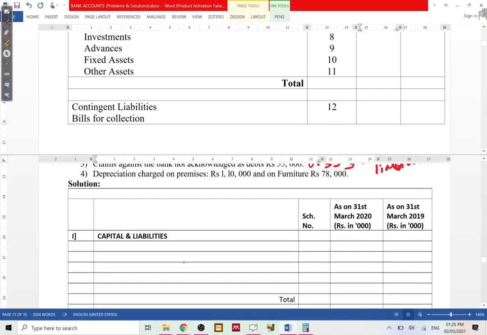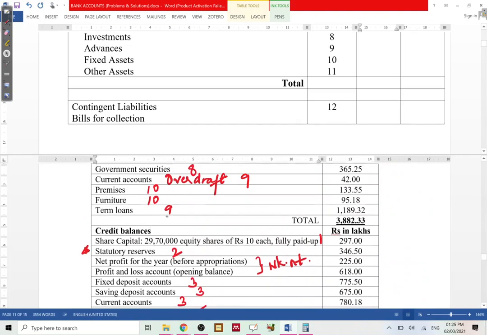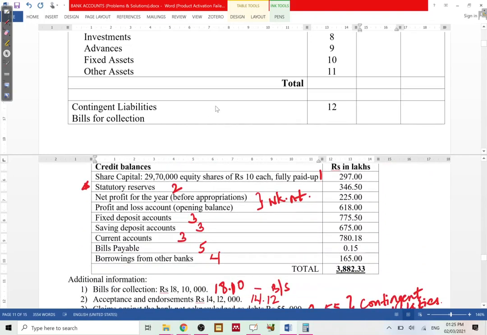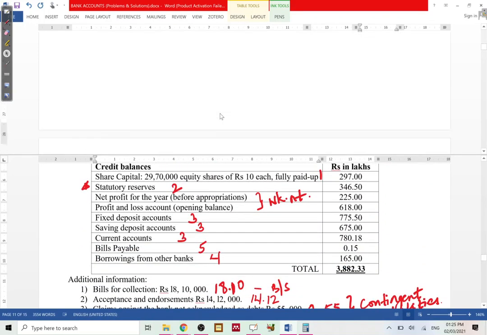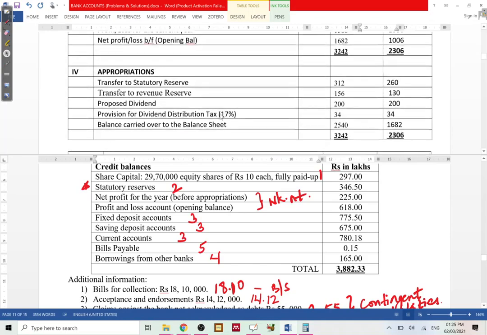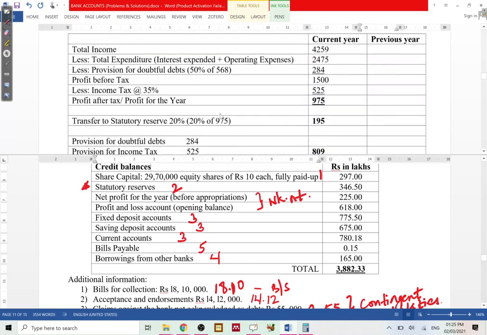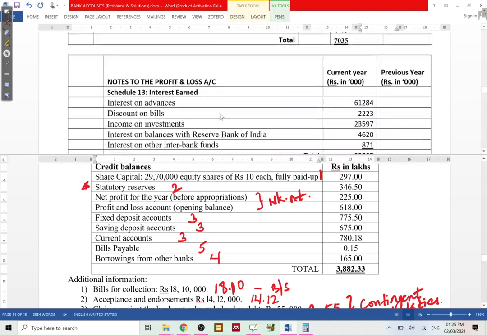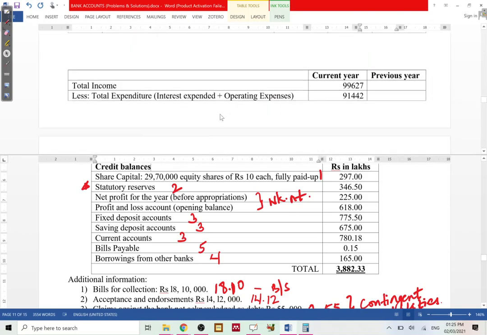So we record or post all of these items respectively under the liability side. So I'll maintain the problem over here in the top half of the screen, and I'll do the solution.